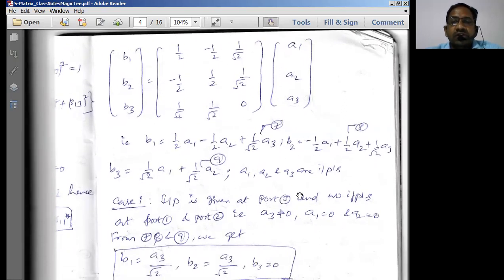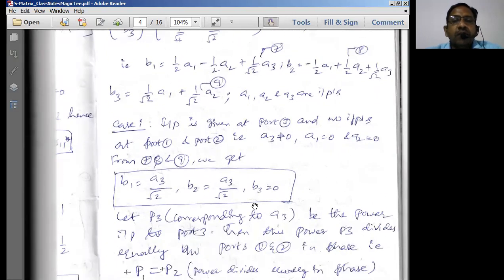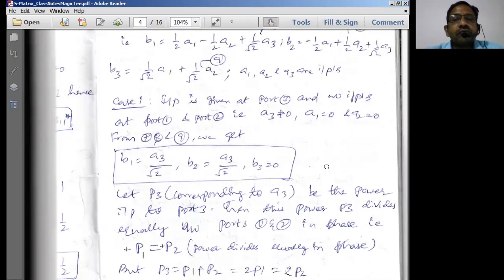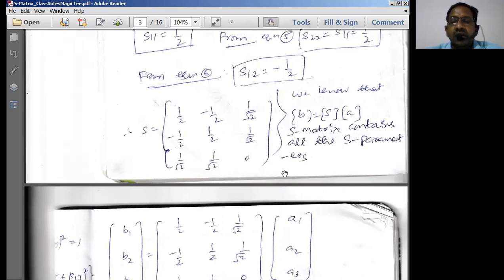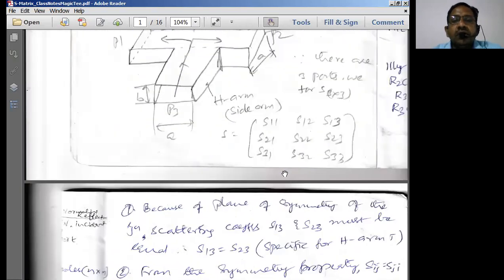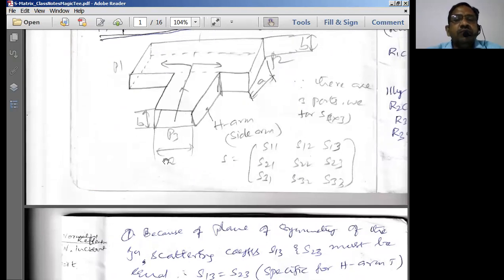So all these will give the equations where A1, A2, A3 are the inputs and B1, B2, B3 are the outputs. Now we apply various cases, like case 1, case 2 and case 3, to find the values of the outputs for the corresponding inputs. The first case is when input is given at port 3. That is the important thing for us. So when input is given at port 3 and no inputs are given at port 1 and port 2, you should remember this H plane T. This is the H plane T.